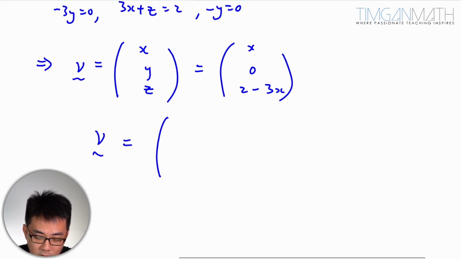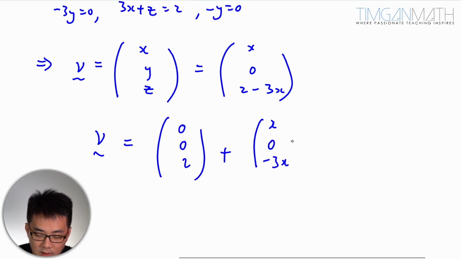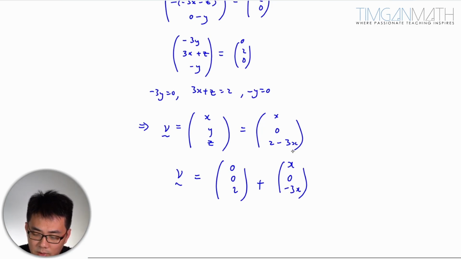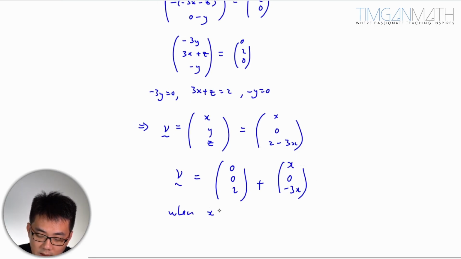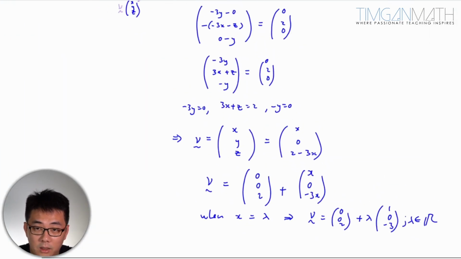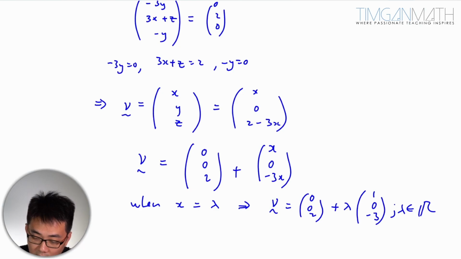we're going to split this up into 0, 0, 2 plus x times 1, 0, minus 3. Am I right with this? Yeah. So this is obviously arbitrary. So we can just let x equal lambda, it really doesn't matter. So we have V is equal to 0, 0, 2 plus lambda times 1, 0, minus 3, where lambda is a real value, x is arbitrary. So in this case here, we get a very neat line equation.